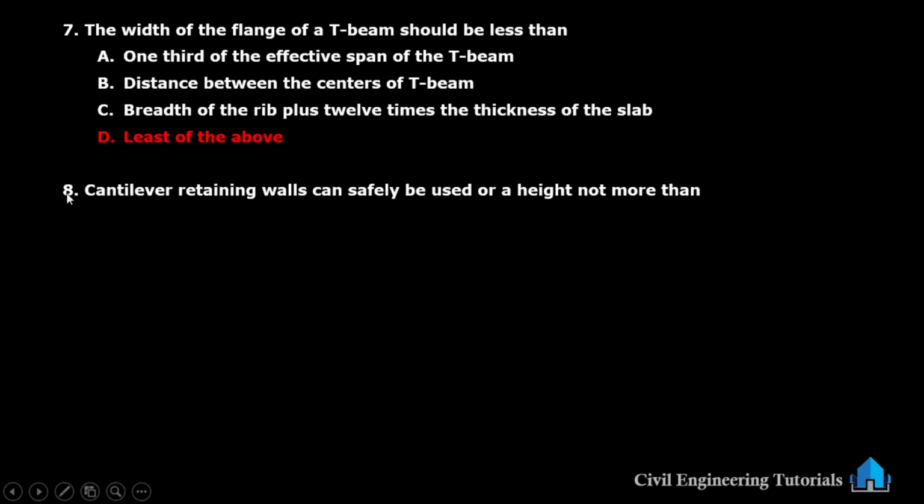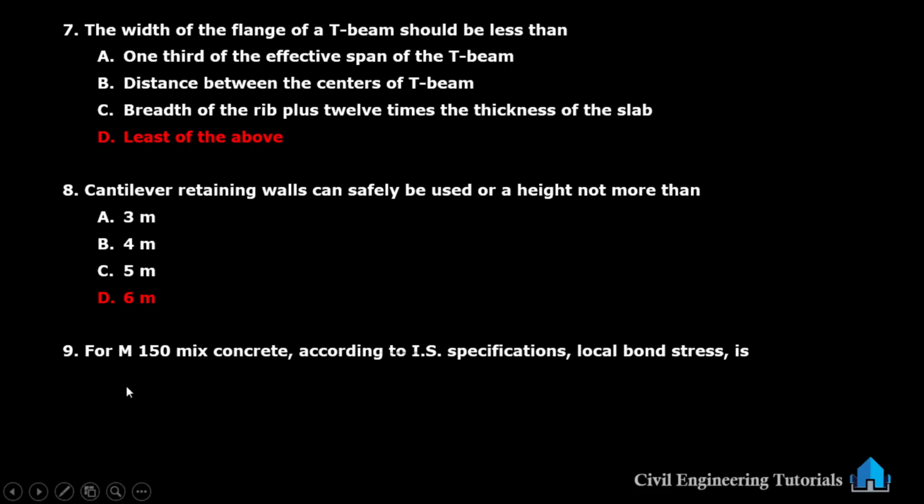Now next, cantilever retaining walls can safely be used for a height not more than option A 3 meter, option B 4 meter, option C 5 meter, option D 6 meter. So answer is option D, 6 meter. Cantilever retaining walls can safely be used for a height not more than 6 meter.